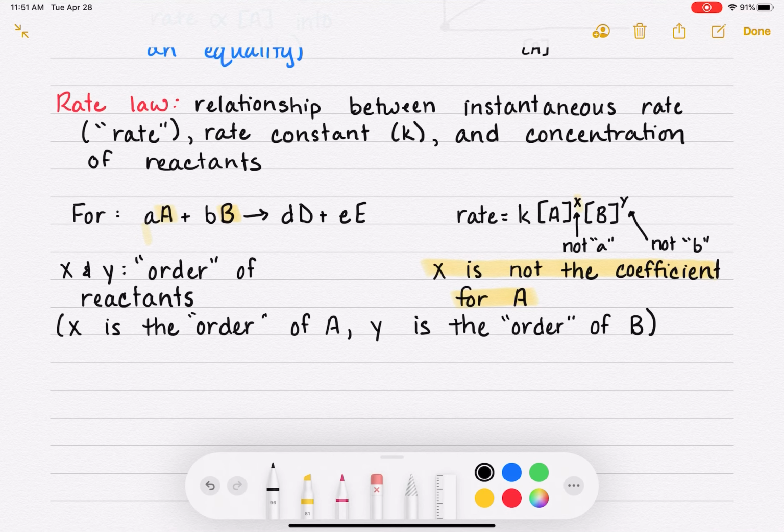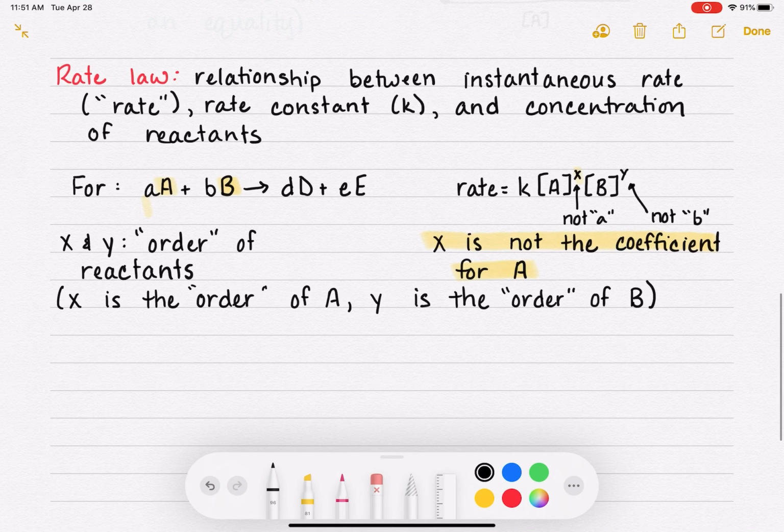The word order, as we use it in kinetics, doesn't have anything to do with sequential order, like what happens first, what happens second. It's referring specifically to the actual reaction itself. So when the A and the B molecules are coming together and mingling, the exponents, x and y, are letting us know how many A molecules actually have to bump into each other, interact with each other in order for the reaction to proceed. And it gives us information of how the reaction actually takes place.